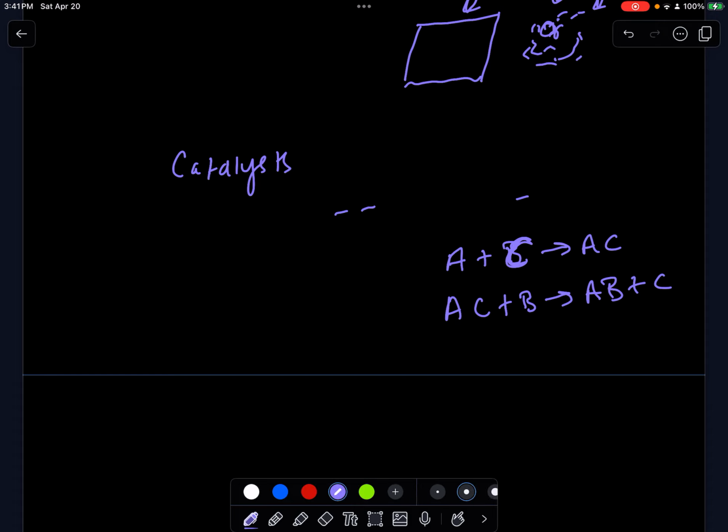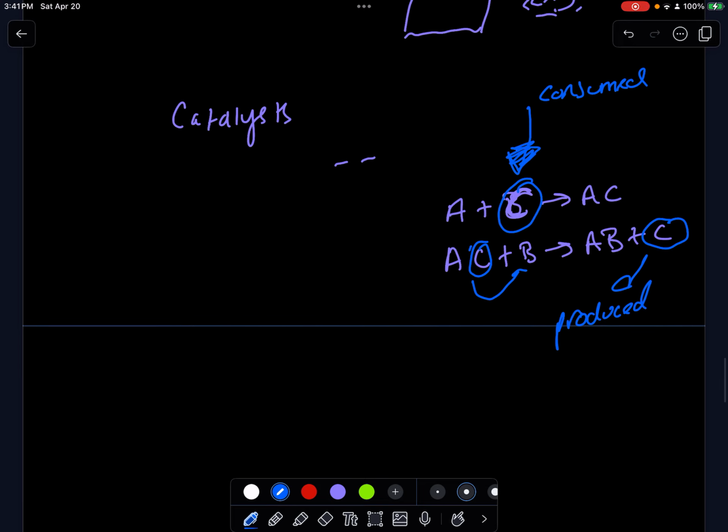So, catalysts are regenerated in reactions. So what do we mean by regenerated? See, the catalyst originally reacts with A to make AC. Then, when AC reacts with B, it displaces the catalyst to regenerate it. So as you can see, something is a catalyst in a reaction if it is consumed and then it is produced.